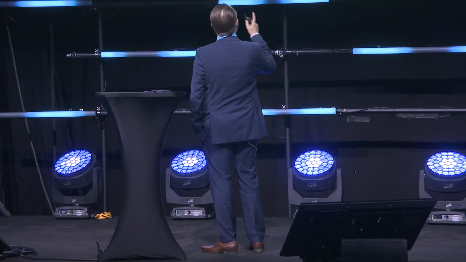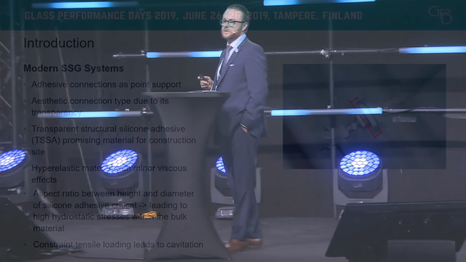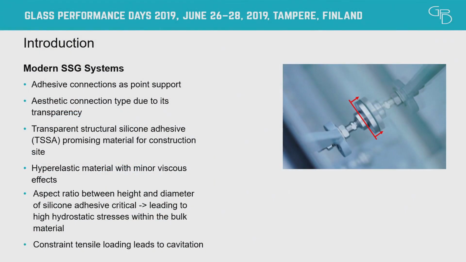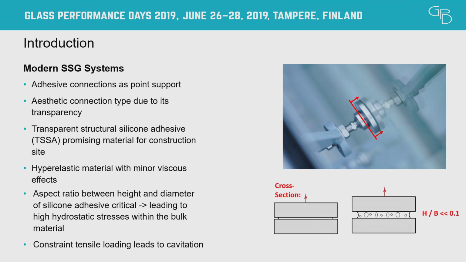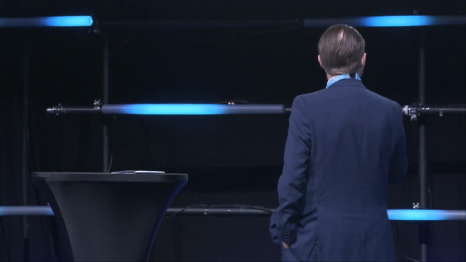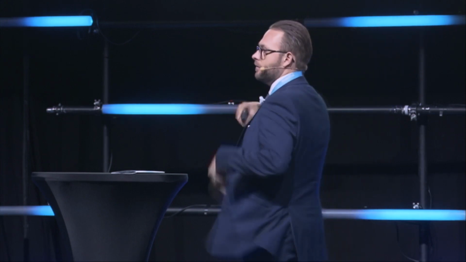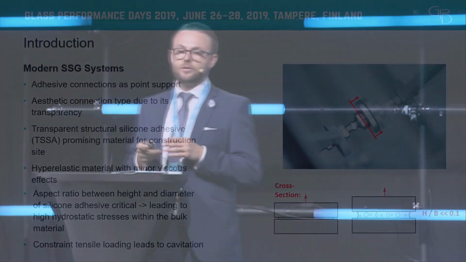But what is important in this case of a point fixing support in glass facade is that the aspect ratio between the width and the height of the joint is really small. So due to this, we get high stresses in the joint, and if it's stressed too high, we can get problems in terms of cavitation. Cavitation means the material is stressed in the axial direction, and then what we can see here in the materials, bubbles are growing, and this kind of effect is called cavitation.